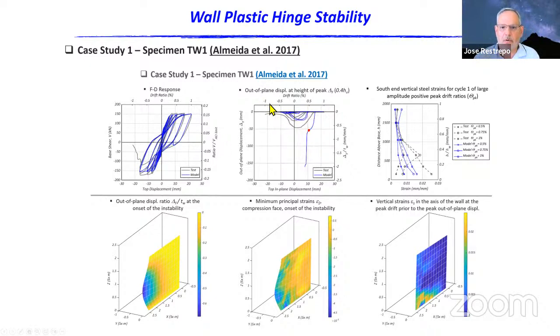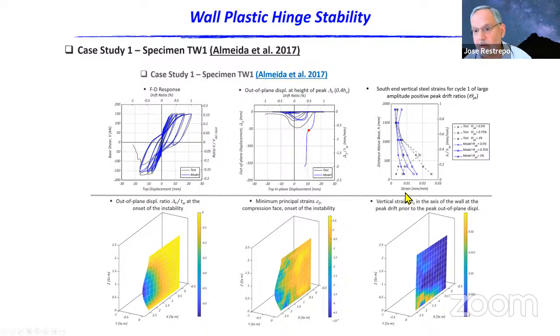You can see the top in-plane displacement and the out-of-plane displacement in the wall at this point. And you can see initially there is no out-of-plane displacement. Then there is little, and all of a sudden, boom, it just goes out of plane. And this is a comparison of the strains.